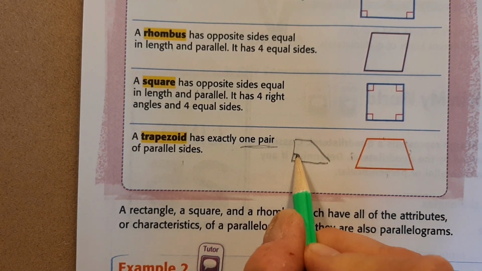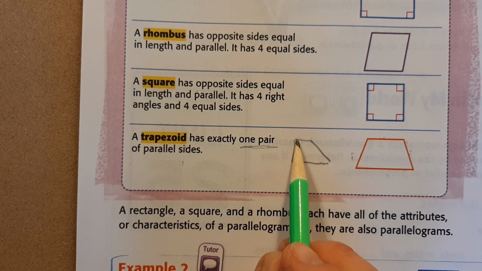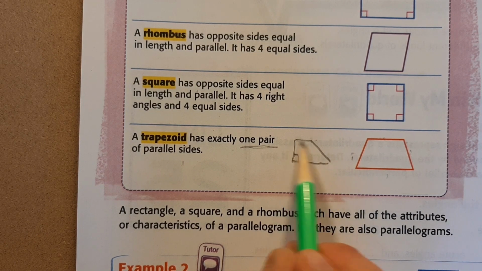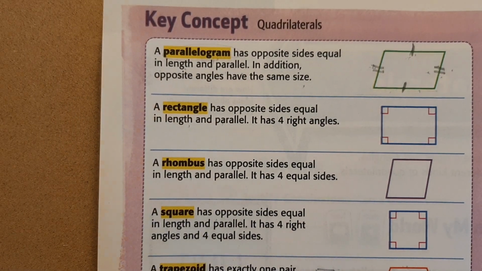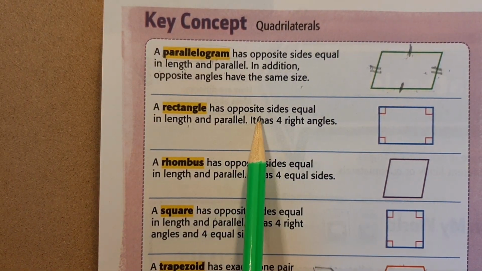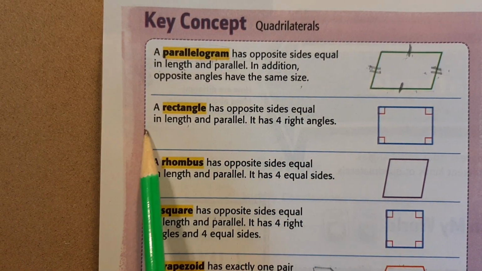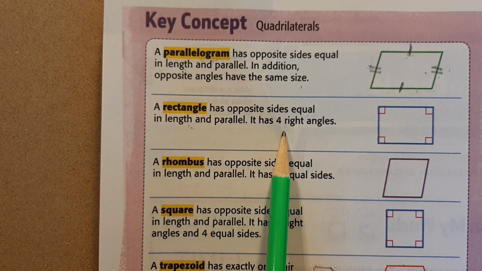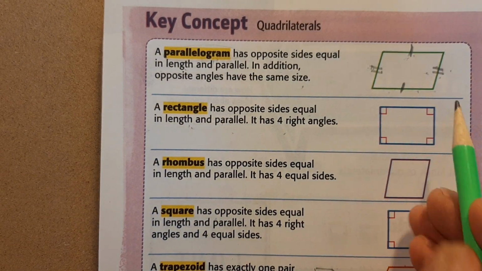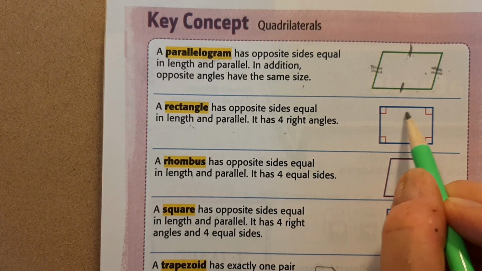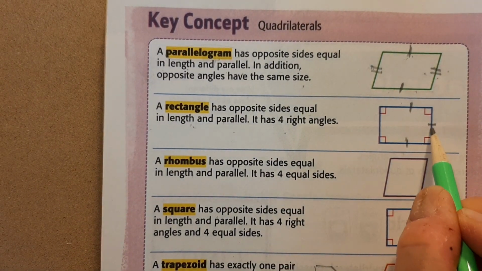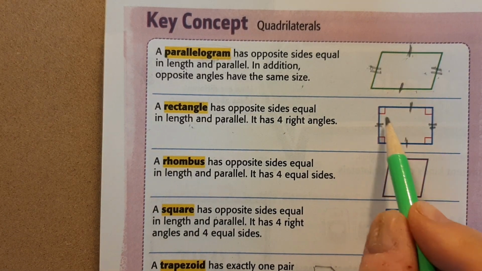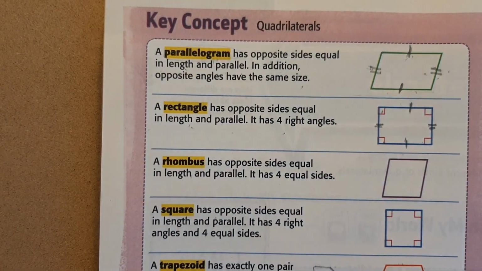Now this one even has a right angle, but it still is a trapezoid because it only has 2 sides that are parallel, not all 4. You just have to remember that. Now a rectangle, you've done this since preschool, has opposite sides equal in length and parallel with 4 right angles. So look at this. Opposite sides the same length. I'll put a little dash here and a dash here. Opposite sides the same length. But this one has square corners. That's what makes it a rectangle.